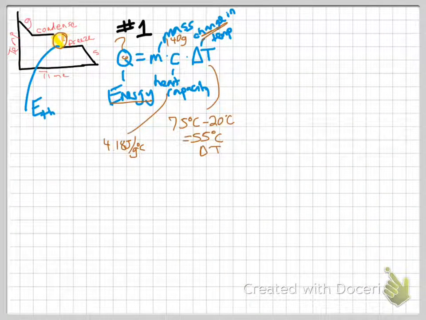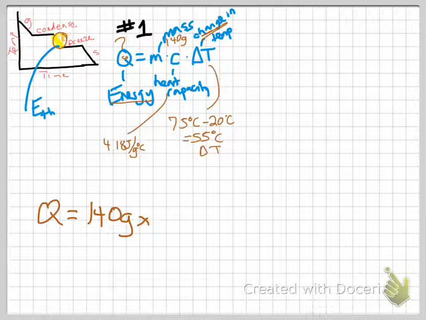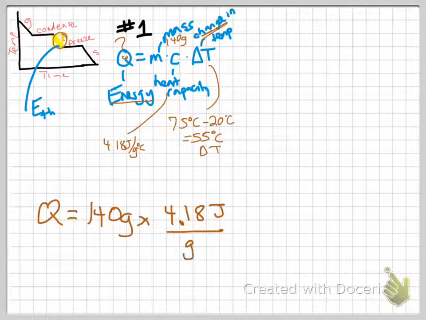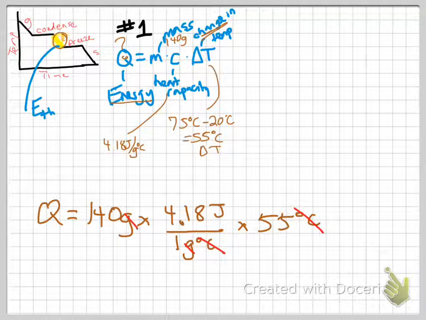So we just need to really plug in these numbers. So Q, that's what we're trying to find, equals 140 grams times our heat capacity, which is 4.18 joules, and this slash means per gram degree Celsius. So it's like per 1 gram and 1 degree Celsius. And then we have our delta T, which is 55 degrees Celsius. So I want you to notice that degrees Celsius cancels out and grams cancel out. So our unit for energy is going to be joules.